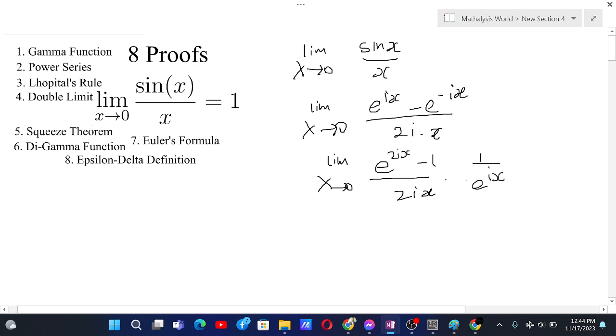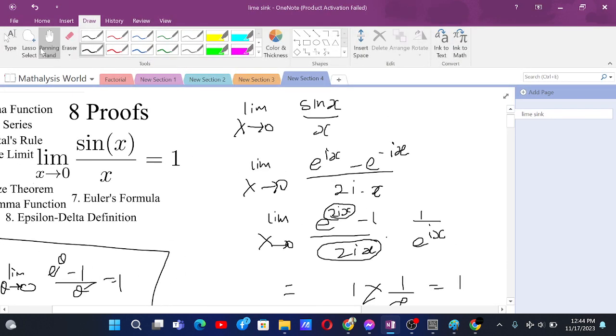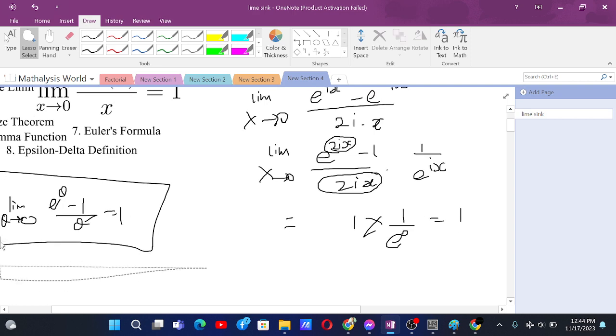Now you might notice something. This is a standard formula because these two are the same, and 2x is also going to 0. So this is a known limit: the limit as theta tends to 0 of e to the power theta minus 1 by theta is actually equal to 1. So use this. This is 1, and 1 by e to the power 0 is also 1. So this is 1. So now we have proved this using Euler's formula, and the last one is the epsilon delta definition.